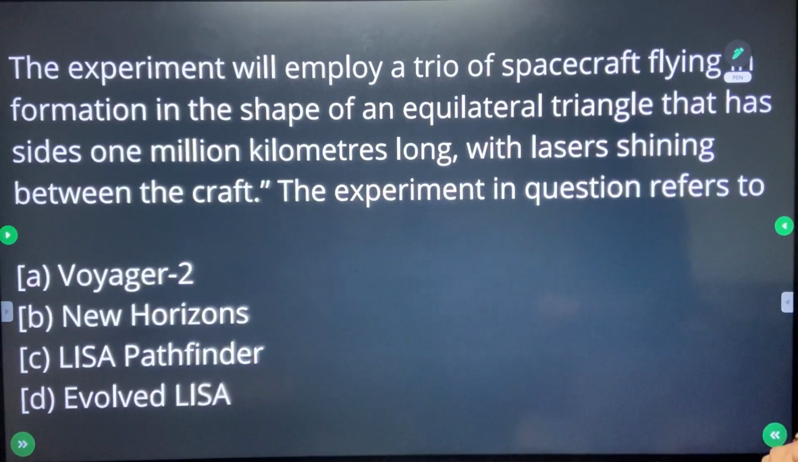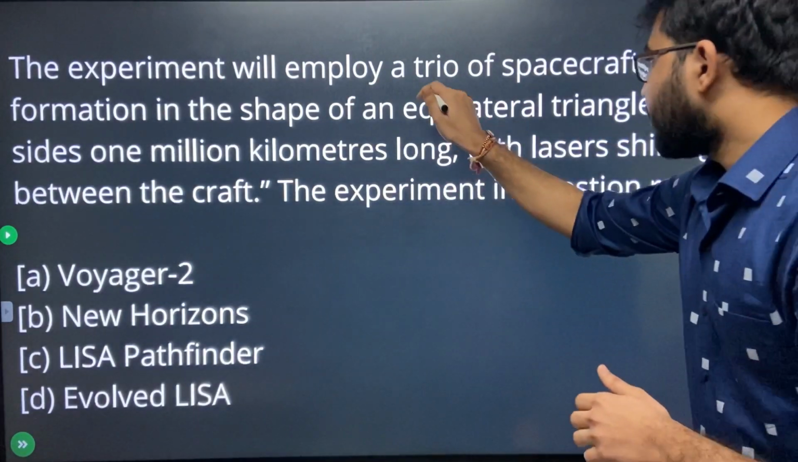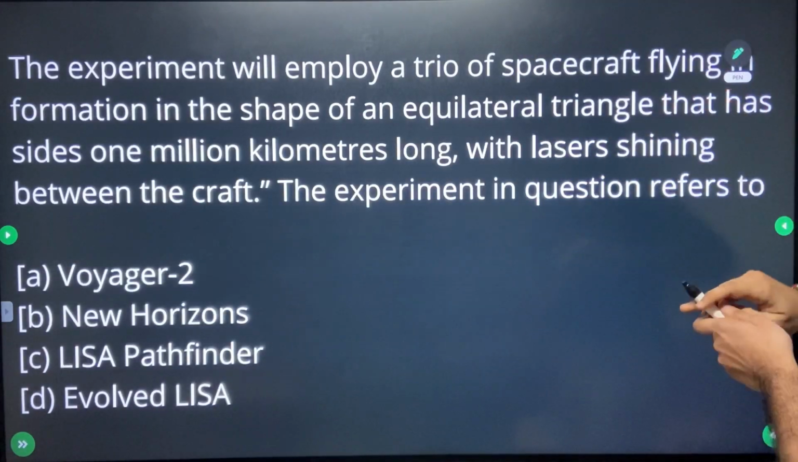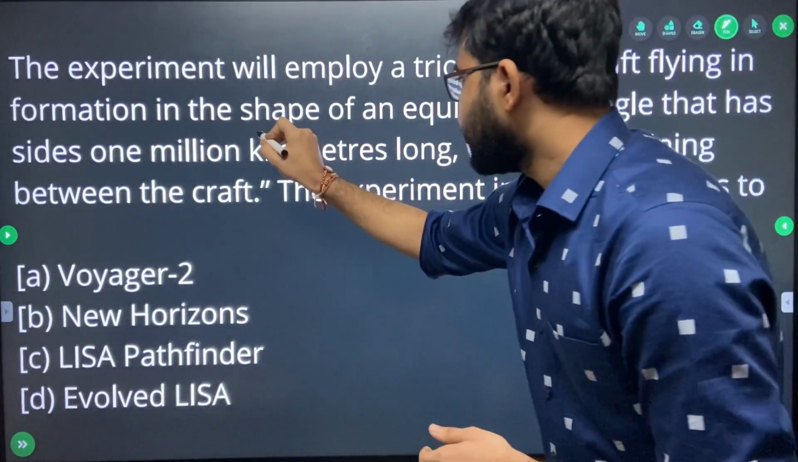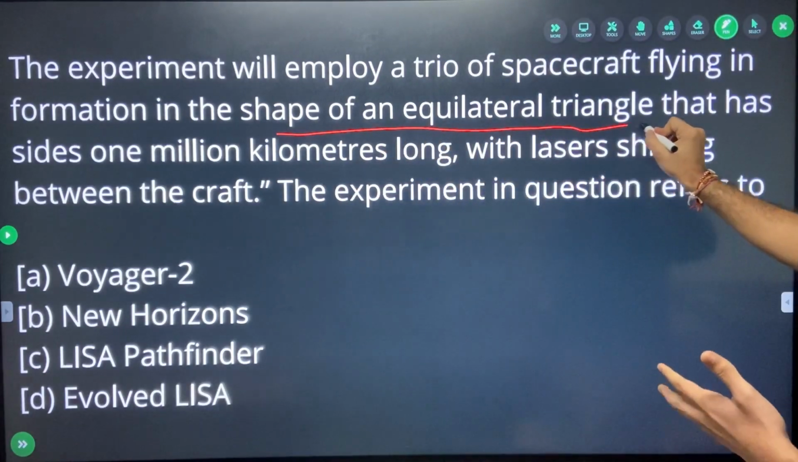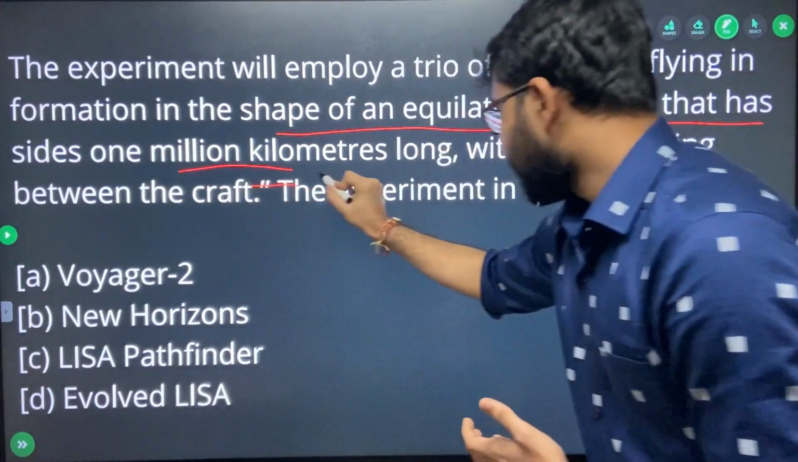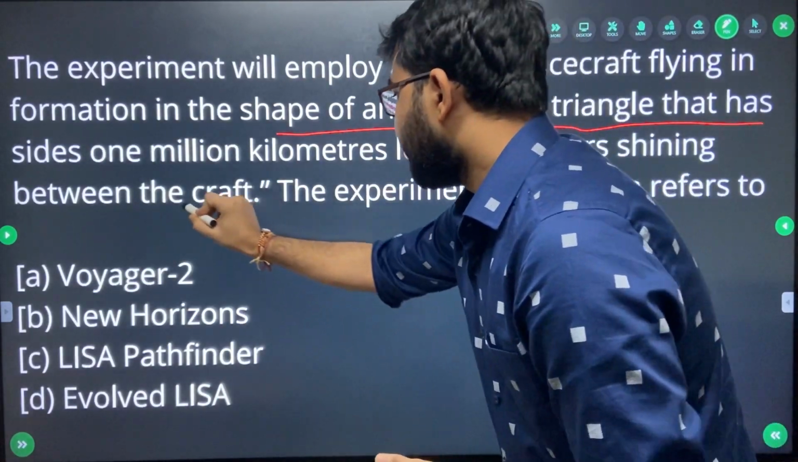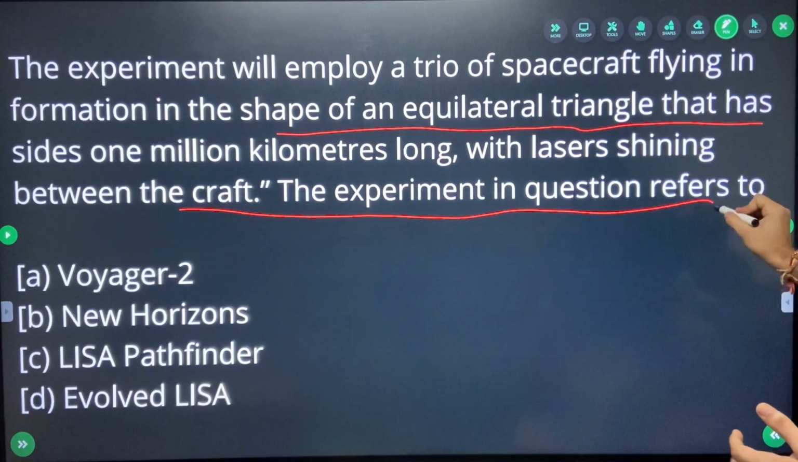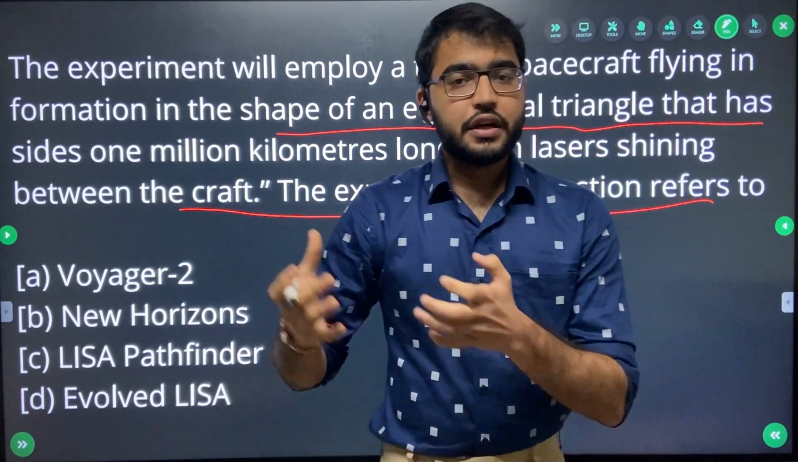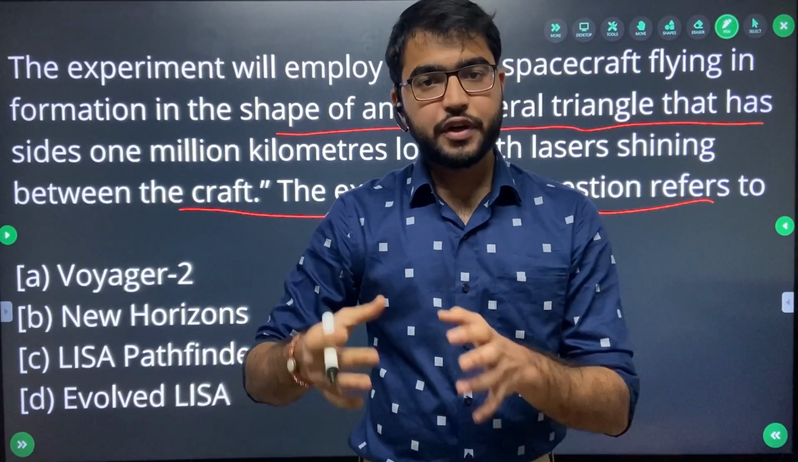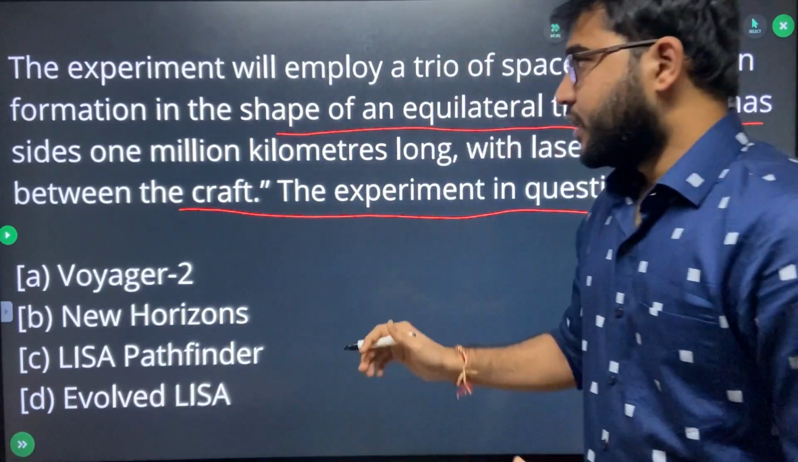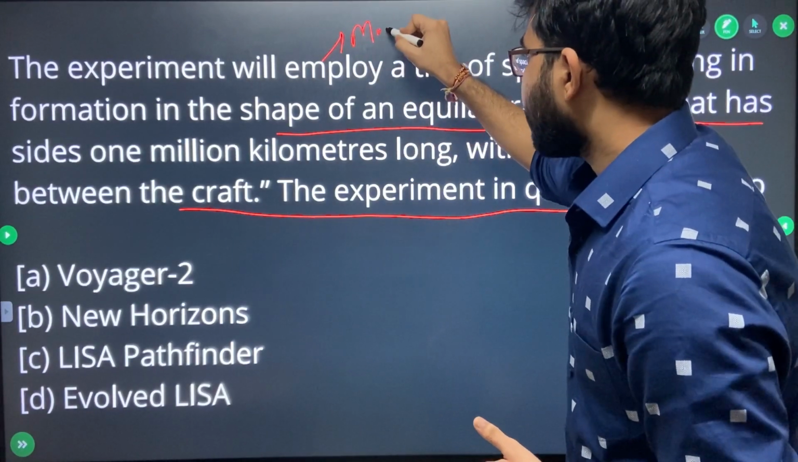Now the next question: the experiment will employ a trio of spacecraft flying in formation in the shape of an equilateral triangle that has sides 1 million kilometers long, with lasers shining between the craft. The experiment is. So this is a description based question. UPSC is giving you a description about one project and you have to guess which project they are talking about. So this was a moderate to difficult question.